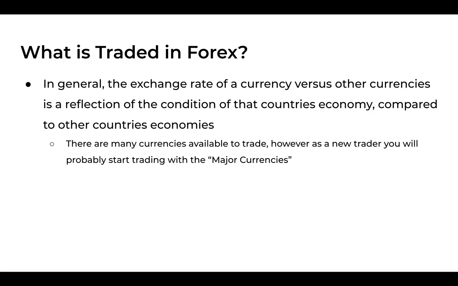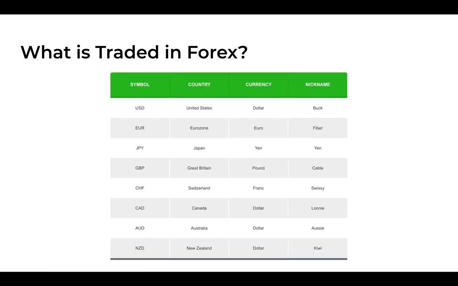So there are many currencies available to trade. However, as a new trader, you will most likely start trading with the major currencies. So this is a list of the major currencies. And again, this photo is provided by babypips.com. I'm going to leave a link in the description in all of these videos to the corresponding pages that we use for the curriculum. So USD, that's the United States dollar, the euro, the yen, the pound, the franc, the dollar for Canada, the dollar for Australia, and the dollar for New Zealand. So these are all of the major currencies.